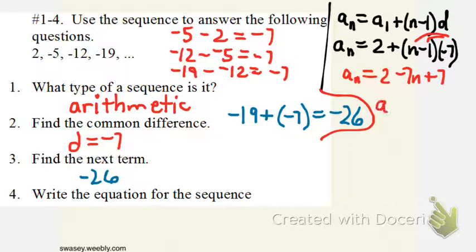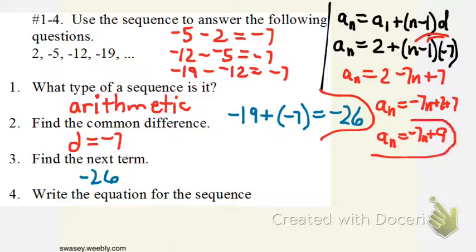Now we can combine these like terms. I'll write them where they're next to each other. So we have negative 7n plus 2 plus 7. 2 plus 7 gives us 9. So we have a sub n equals negative 7n plus 9.